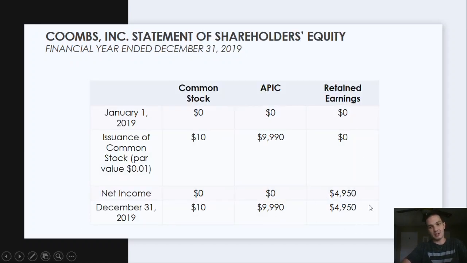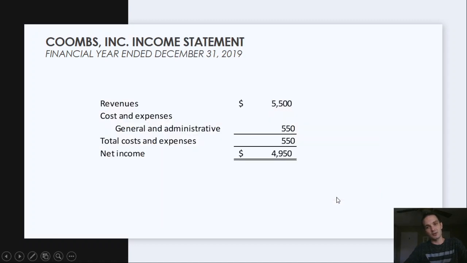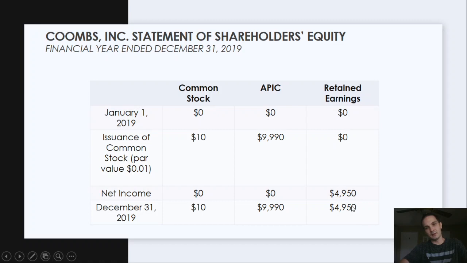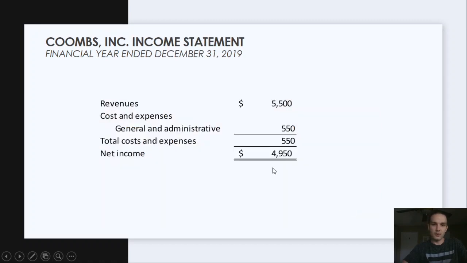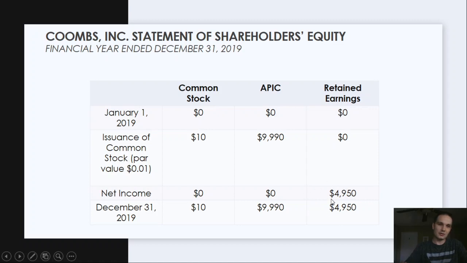Our retained earnings now has increased by the $500. So that 500 increased here, and that 500 increased here for net income. So that net income transfers to the retained earnings. And so nothing else would change here. We didn't get any other financing for our business.